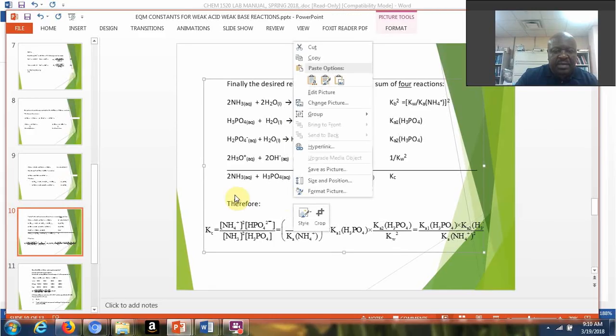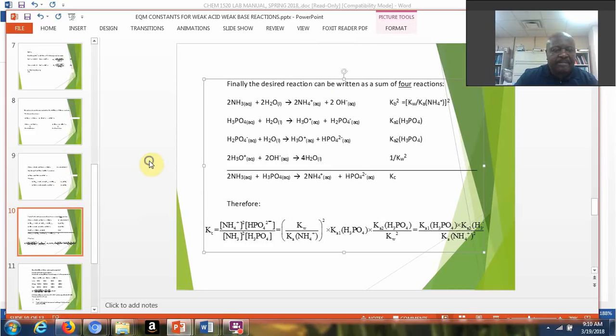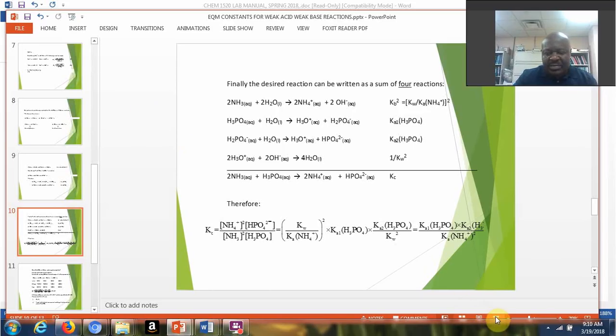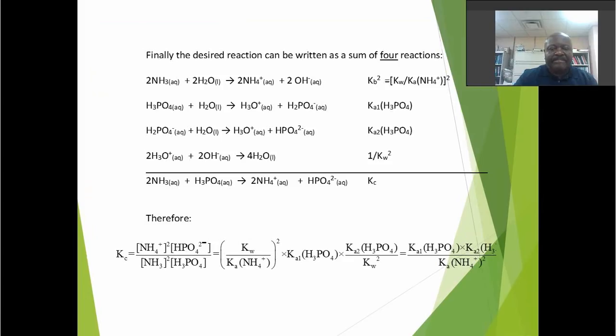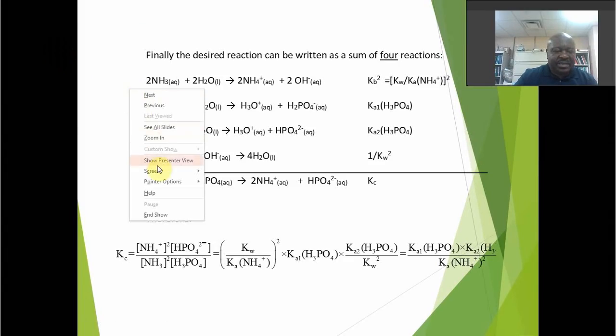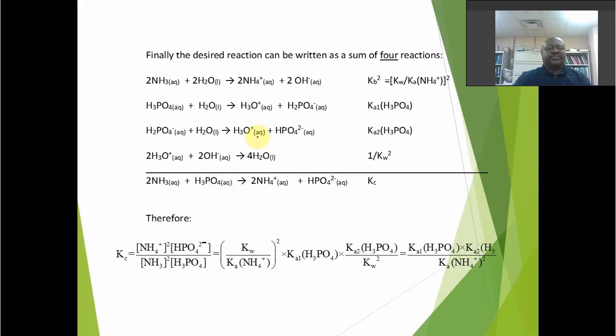Let's pick up a pen. Let's see if it will let me pick up a pen here. No. By now I should know how to do this. Should be in slide mode. Then it will allow me to pick up a pen. All right. Pointer options. All right.